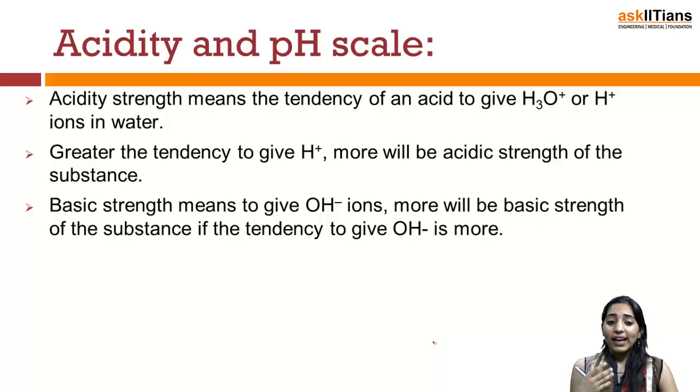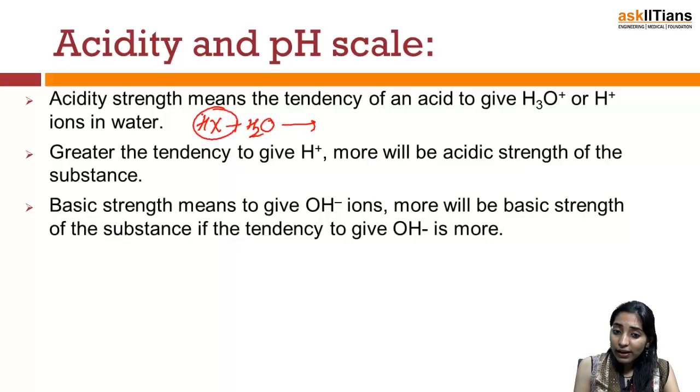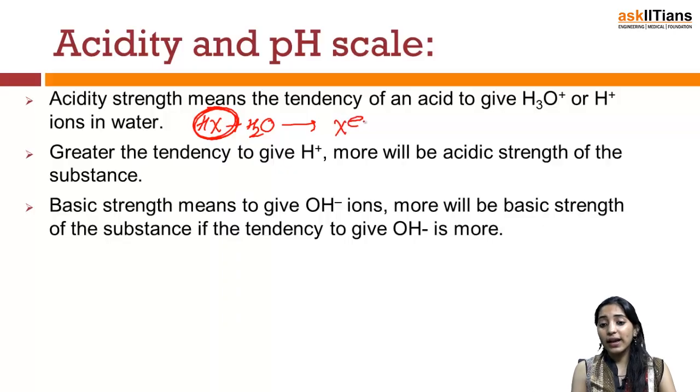We say that the acidic strength means the tendency of any acid to give away the H positive or H3O positive ions in water. If you have any acid, for example HX, and you dissolve it in water, the tendency by which this HX can donate its proton to water, forming X minus plus H3O positive, depicts the acidity strength of the acid. If an acid has a greater strength to donate its proton, it behaves as a stronger acid.